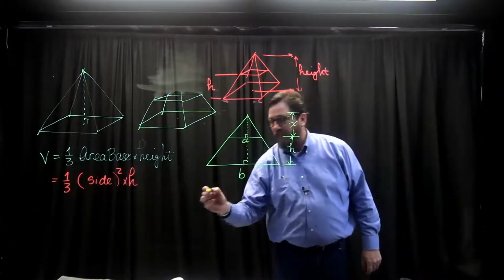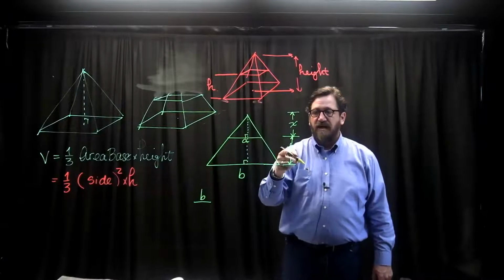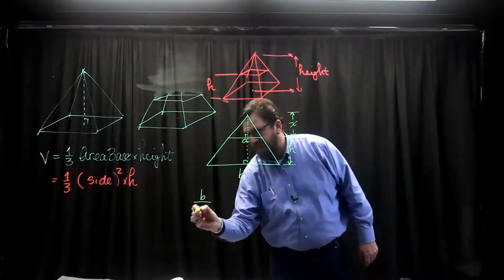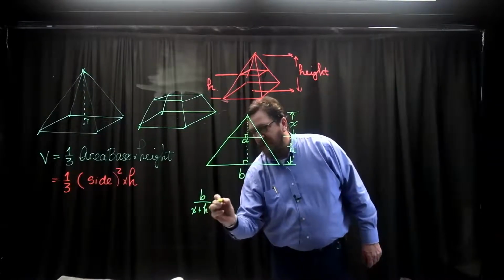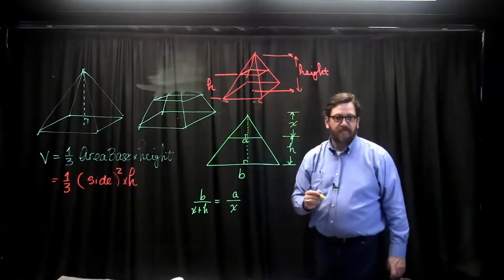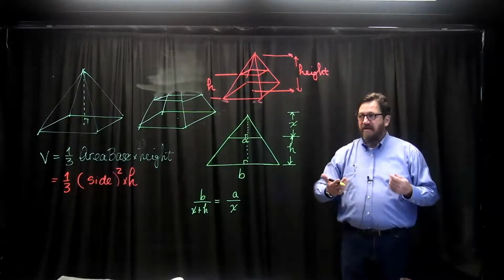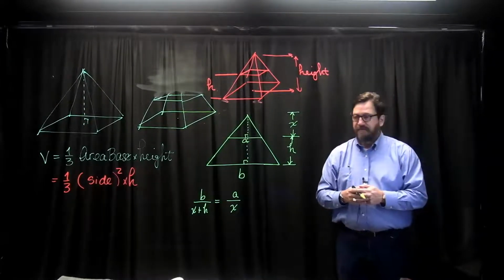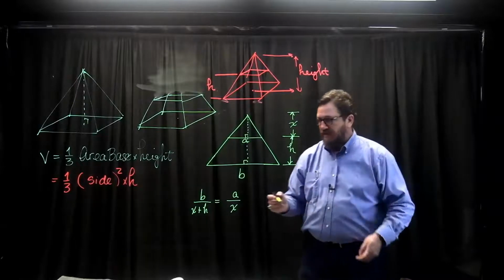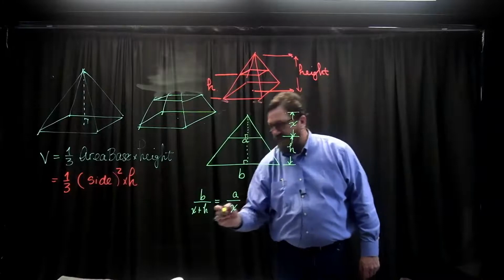I know that b is to the total height, x plus h, as a must be to x. And what we want to do is see if I can get rid of one of these variables. And you'll see why in a moment.